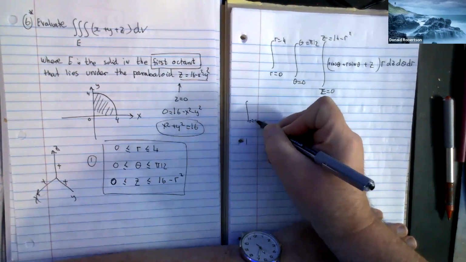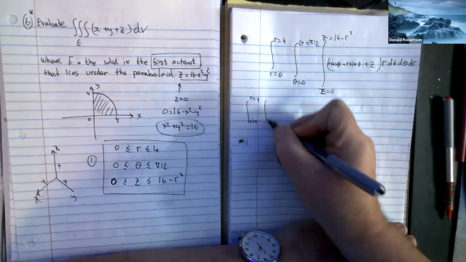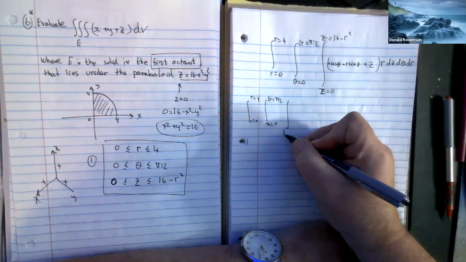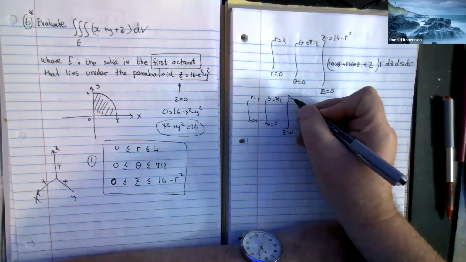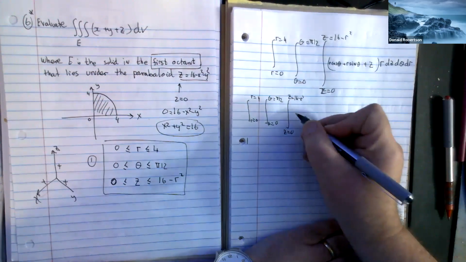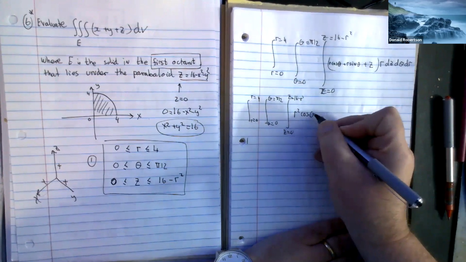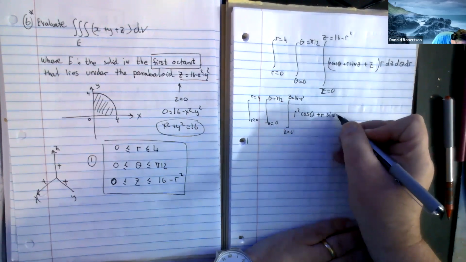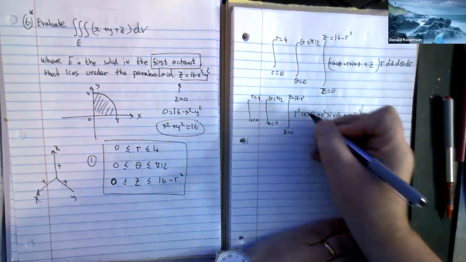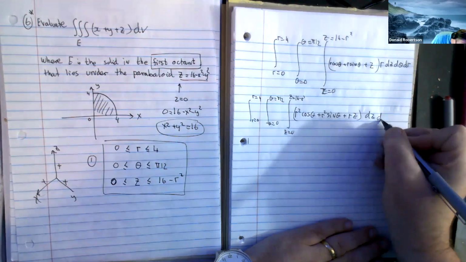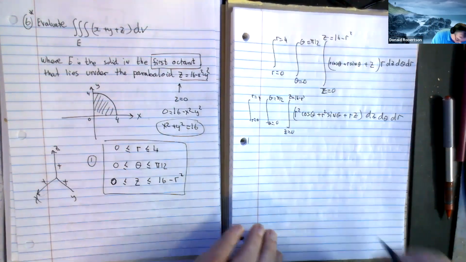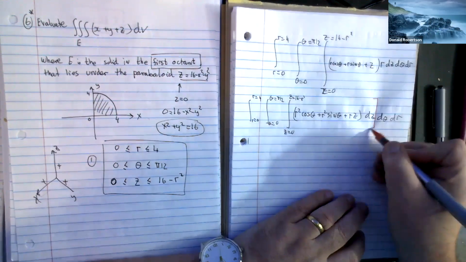So it's going to be r equals 0 to r equals 4, theta from 0 to pi over 2, z equals 0 to z equals 16 take away r squared. And all I'm going to do is multiply this out and get a whole load of terms. So I'm going to get that term, and finally that term. Essentially I'm just multiplying that through by r. Let's do this integral first.